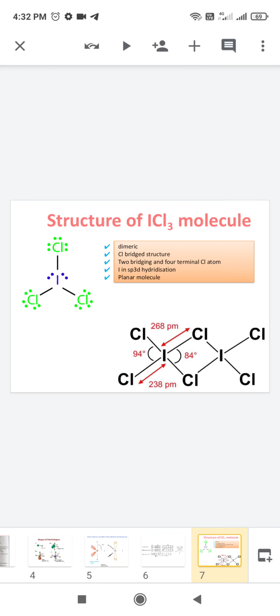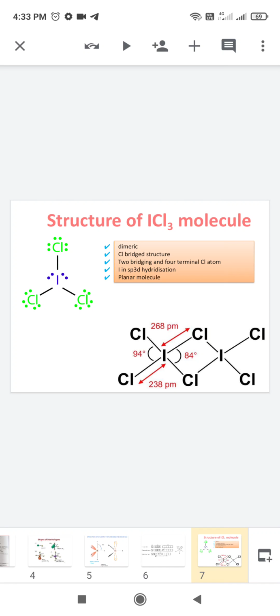Next we are moving into another molecule, that is the ICl3 molecule. When we compare to ClF3, ICl3 exists in a dimeric form, and chlorine bridges to the iodine atom. There are two bridging and four terminal chlorine atoms in the ICl3 dimer. And the iodine exists in sp3d2 hybridization and the molecule is planar in geometry.